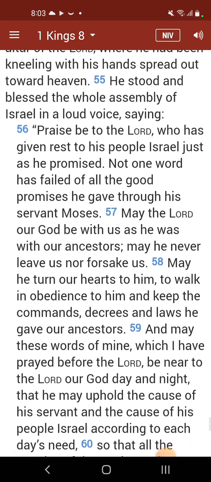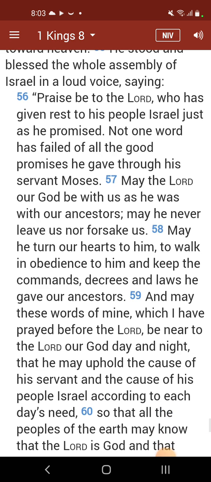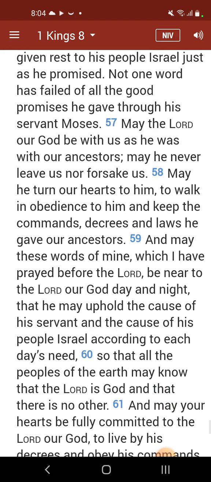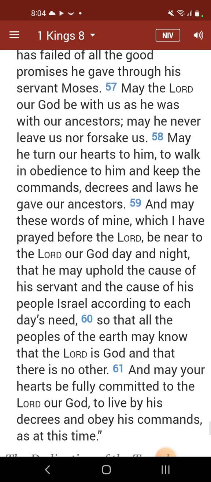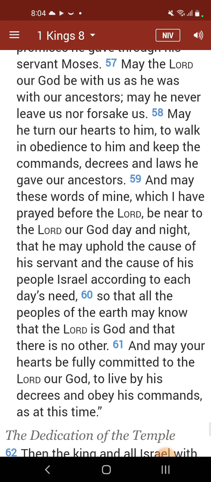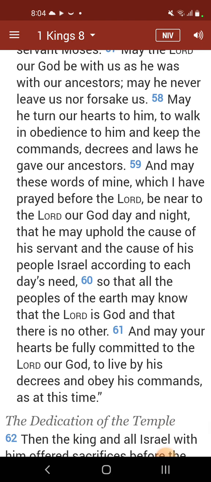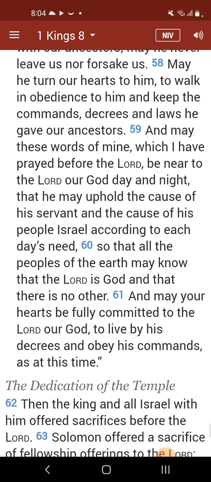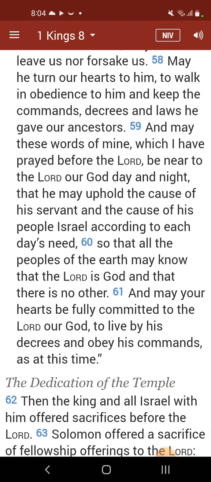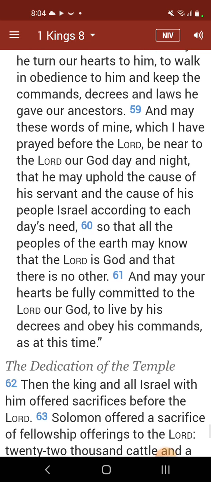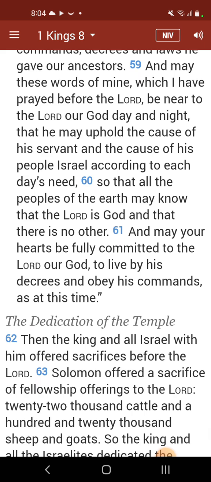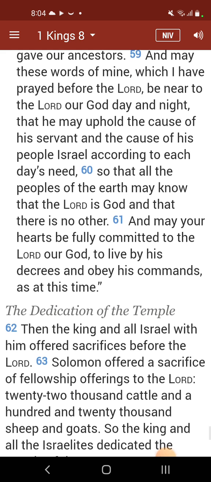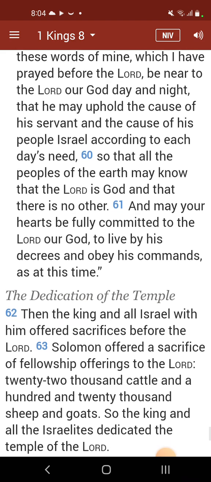Not one word has failed of all the good promises he gave through his servant Moses. May the Lord our God be with us, as he was with our ancestors. May he never leave us nor forsake us. May he turn our hearts to him, to walk in obedience to him and keep the commands, decrees, and laws he gave our ancestors. And may these words of mine, which I have prayed before the Lord, be near to the Lord our God day and night, that he may uphold the cause of his servant and the cause of his people Israel according to each day's need, so that all the peoples of the earth may know that the Lord is God, and that there is no other.